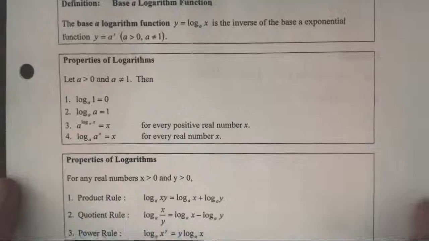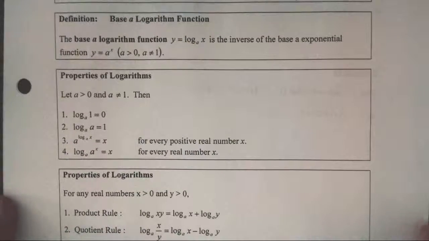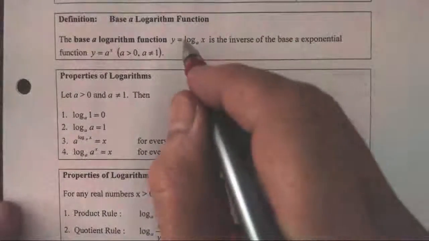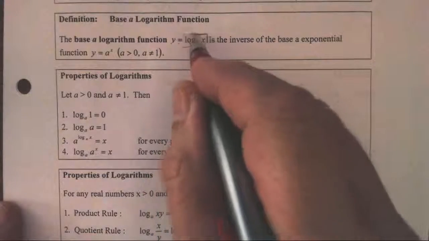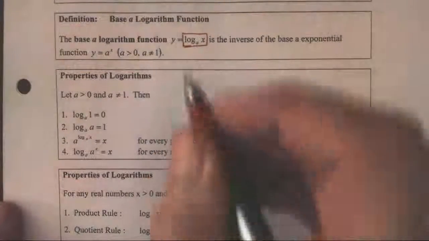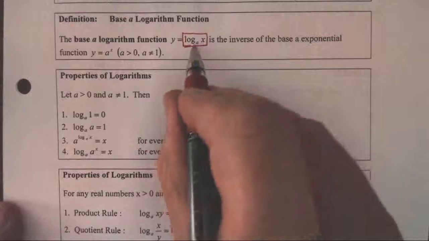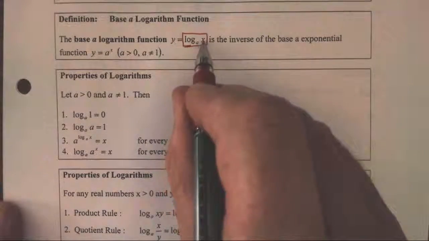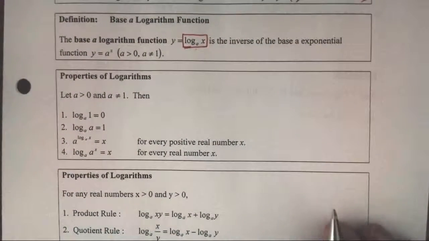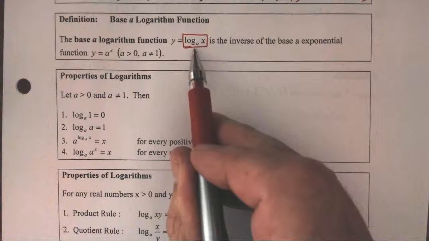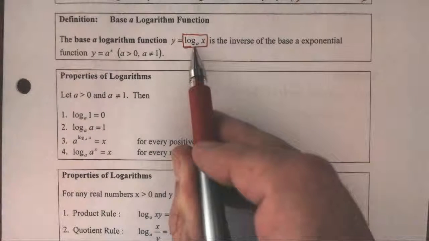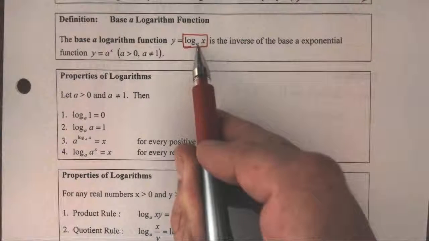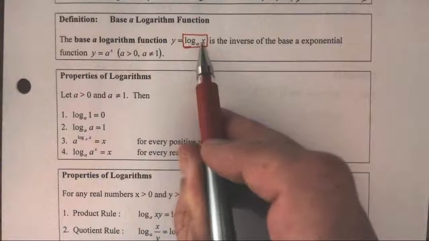All right, the base A logarithm, the base A log function. I would like all of you to realize and be able to recite that this is the function that turns A into x. It's worth writing this down. A logarithm is the exponent that turns its base, in this case A, into its argument, in this case x.